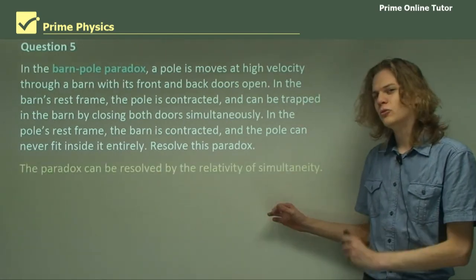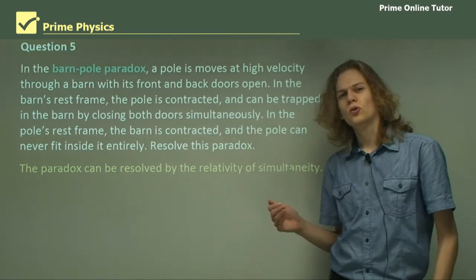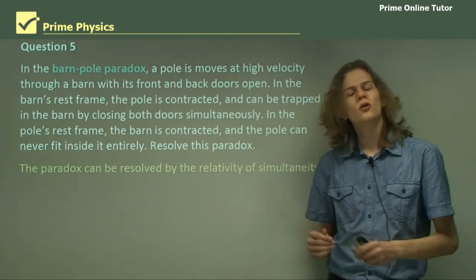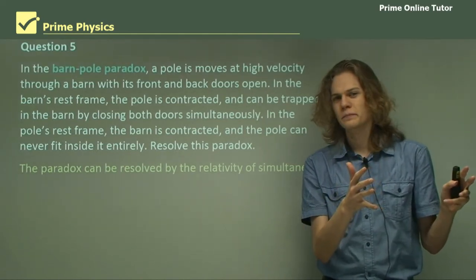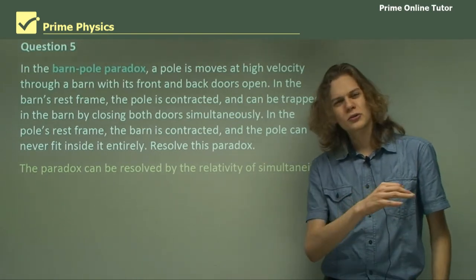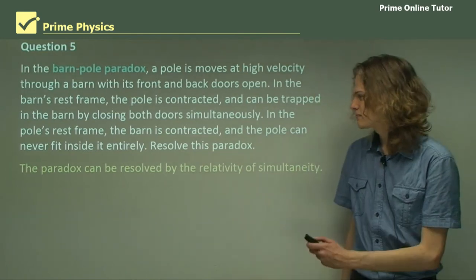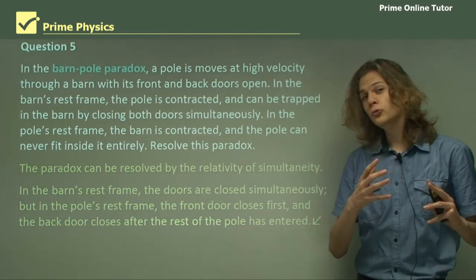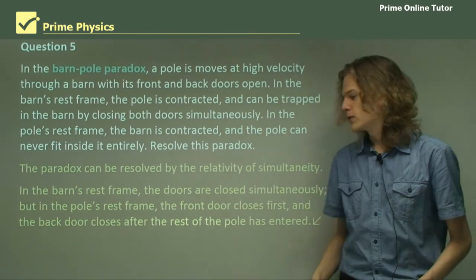The paradox can be resolved by using the relativity of simultaneity. Now, in this paradox, what happens simultaneously? Well, from the barn's point of view, we close both doors, we shut them tight simultaneously, right? Thereby trapping the pole inside. But that's not going to be simultaneous in the pole's frame of reference. In the barn's rest frame, the doors are closed simultaneously, but in the pole's rest frame, the far door of the barn is closed first.